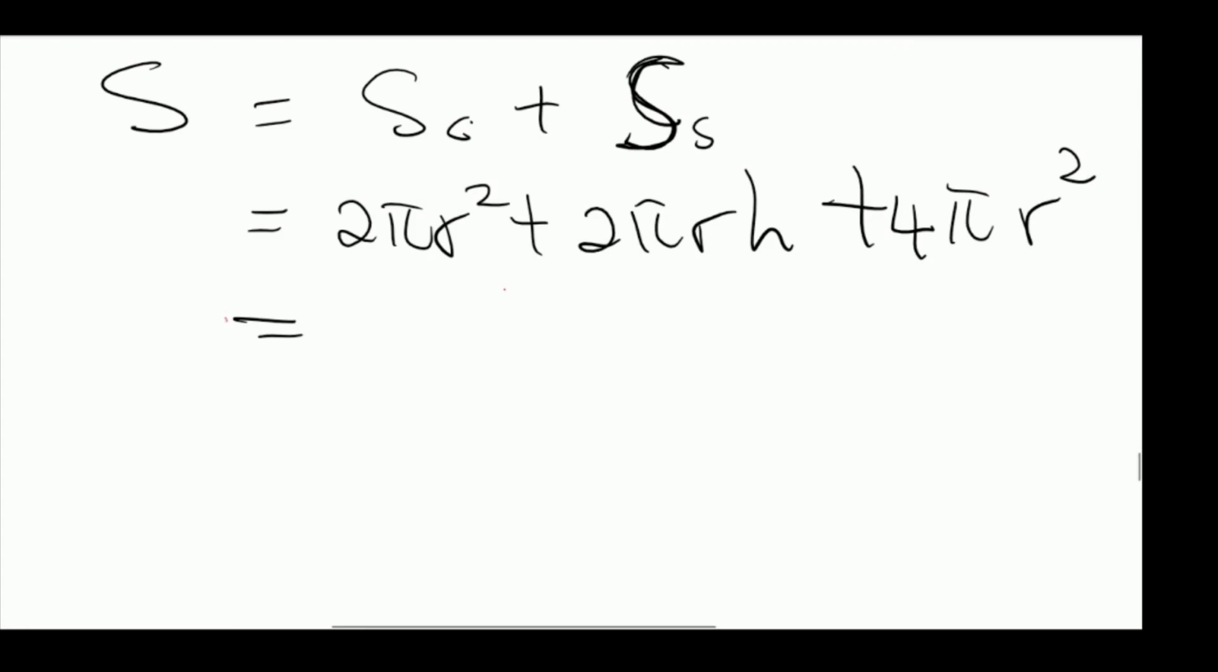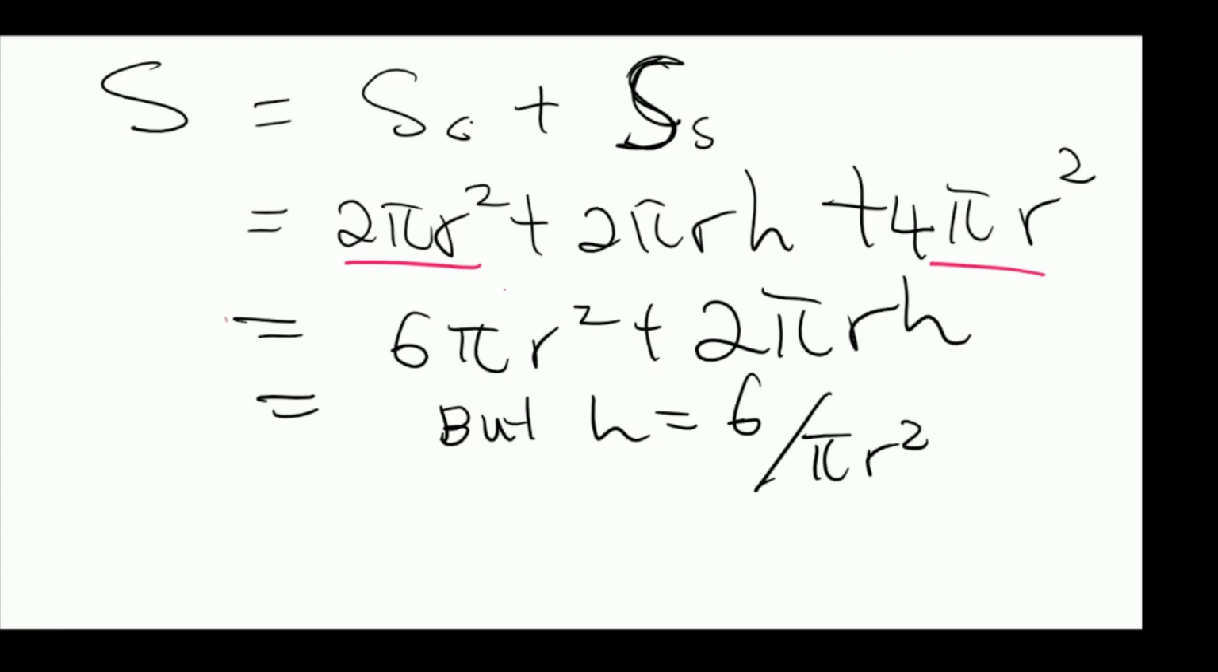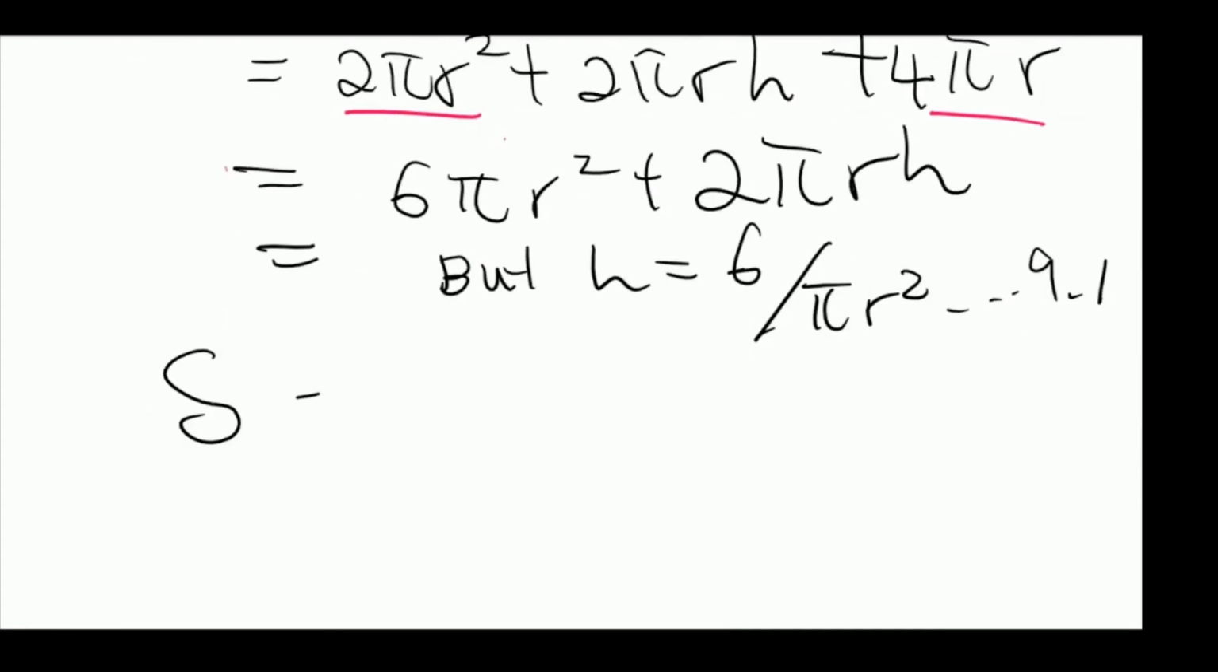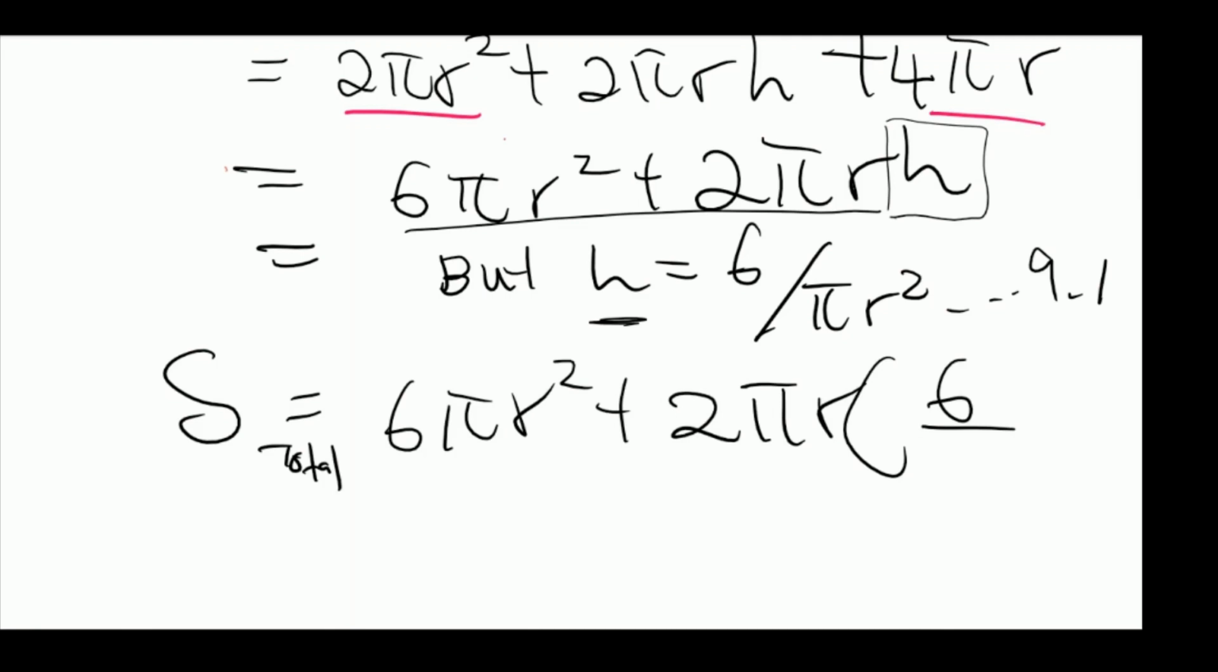So we're going to add like terms. This is a like term of this one, so we'll add them together. So it's going to be 6 pi r squared plus 2 pi r h. Remember that h is given as 6 divided by pi r squared. This is an expression we found in 9.1. So we're going to substitute that expression. The total surface area equals 6 pi r squared plus 2 pi r, and where there's h, we'll put 6 over pi r squared, right?